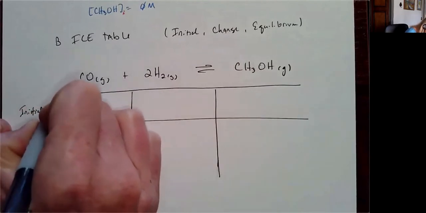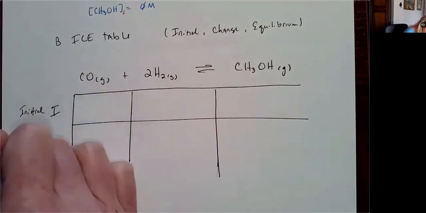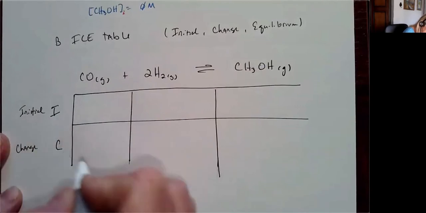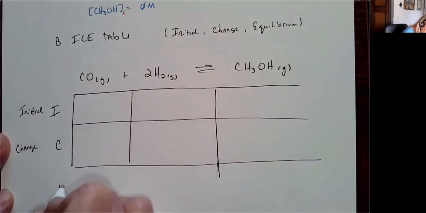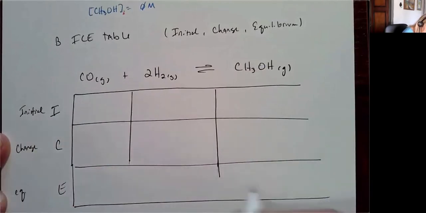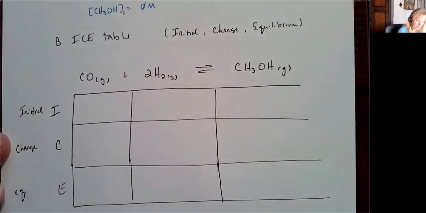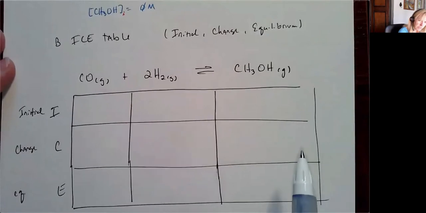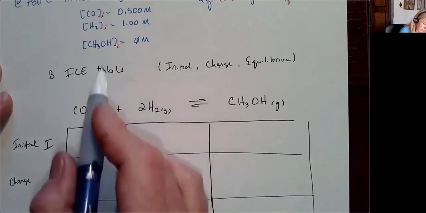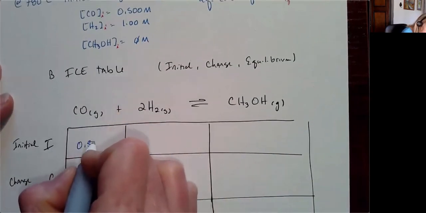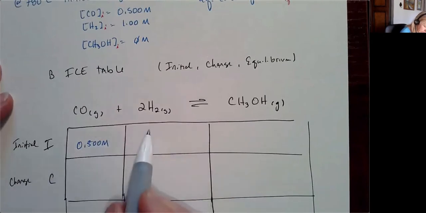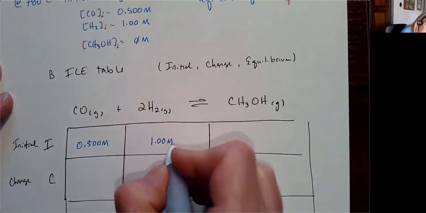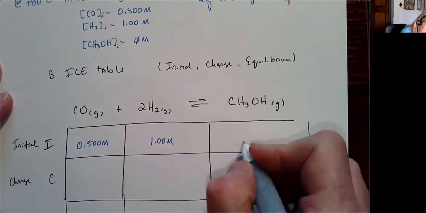This is my I in ICE. I'm going to have a change. That's my C. And then I'm going to have equilibrium. So what happens once I've reached equilibrium here? So this is my table. All right, my initial concentrations, I'm just going to fill these values in. So CO is 0.500 molarity, H2 is 1 molarity, and CH3OH is 0 molarity.